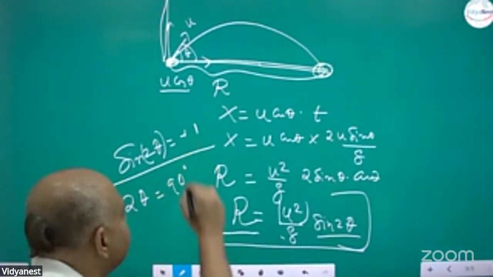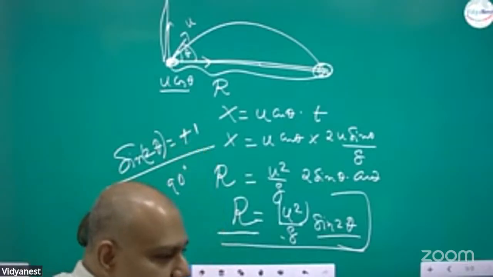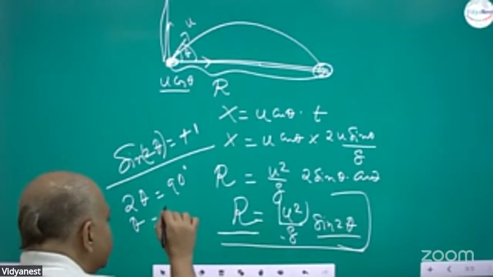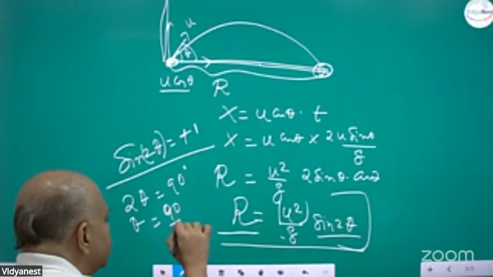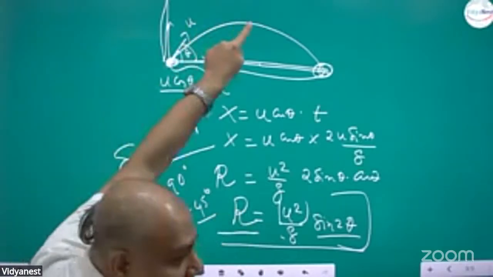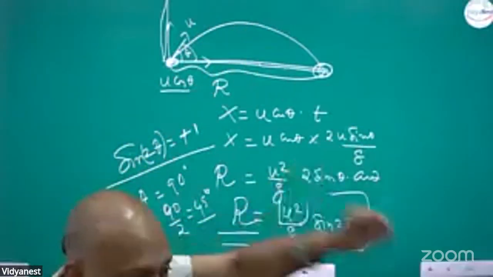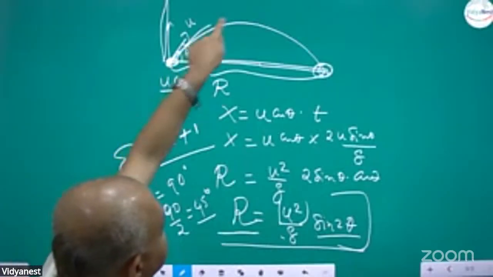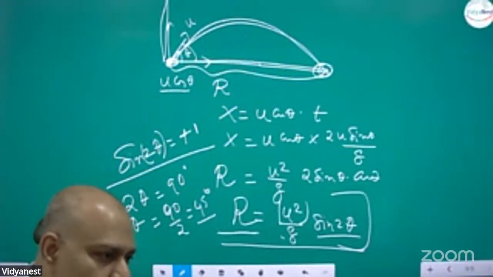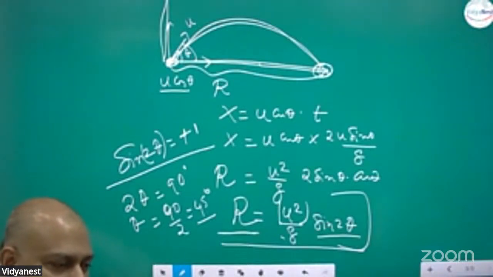The value of sine 90 is +1. So now 2 theta is going to become 90 degrees, then theta is going to become 90 by 2, that is 45. So if I project the particle at an angle of 45 degrees, it is going to reach the maximum distance. Understood, Saurabh? Yes, sir.